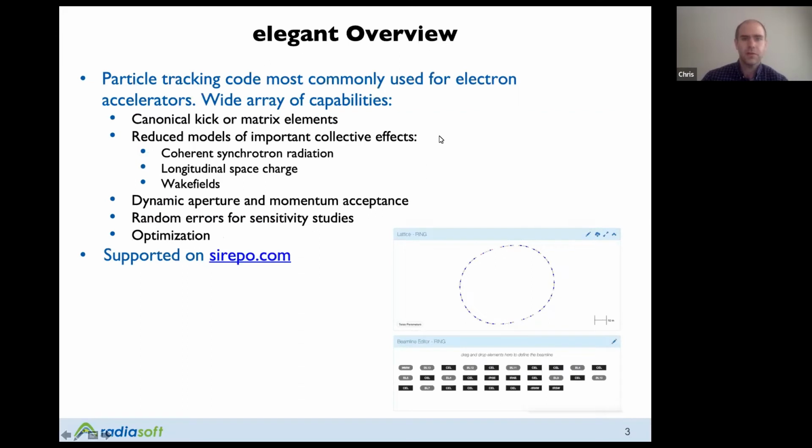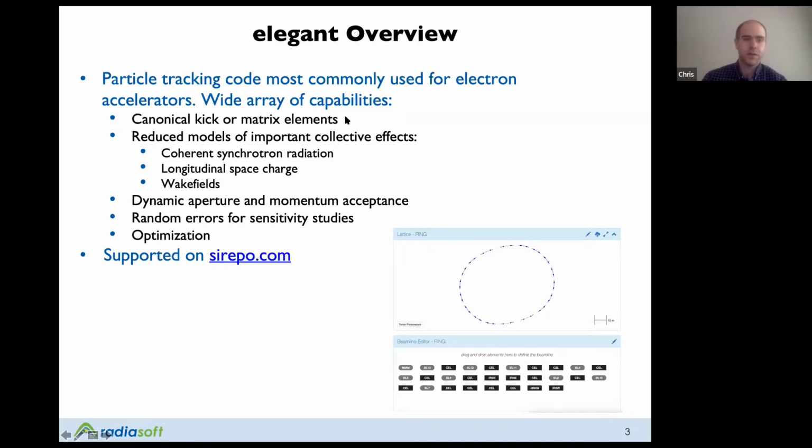So for anyone not familiar, Elegant stands for Electron Generation and Tracking. It's a particle tracking code maintained by scientists at the Advanced Photon Source at Argonne National Lab, that's very widely used in the accelerator community, particularly for electron accelerators of various types, both linear accelerators and various circular electron accelerators. Here is just a very brief summary of some of the important capabilities.